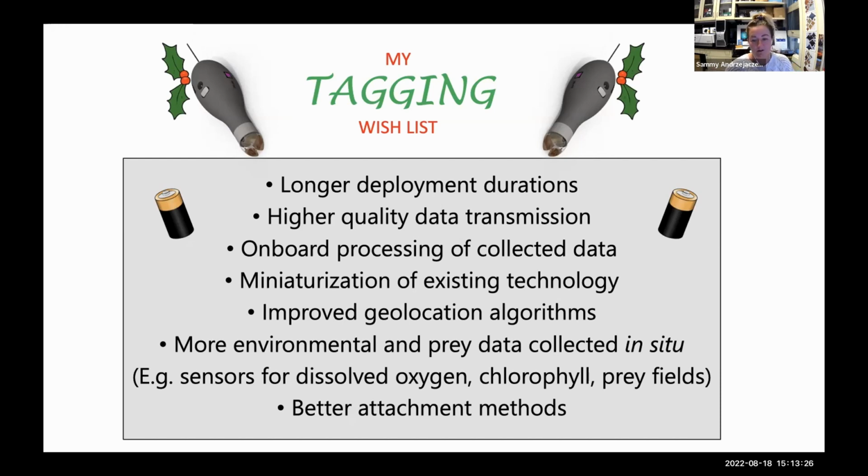Improving our geolocation algorithms to have more accurate location estimates, some better and more sensors. So dissolved oxygen would be really cool, chlorophyll, prey fields to really contextualize those movement patterns we've got going on. And then also thinking of some better deployment methods that could be ethically and logistically better.